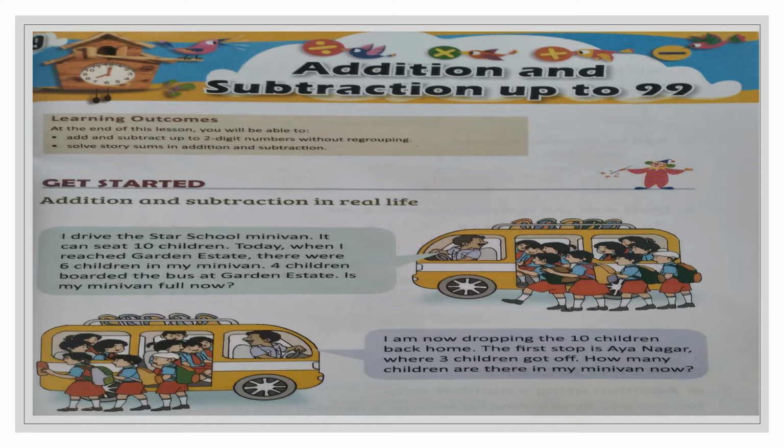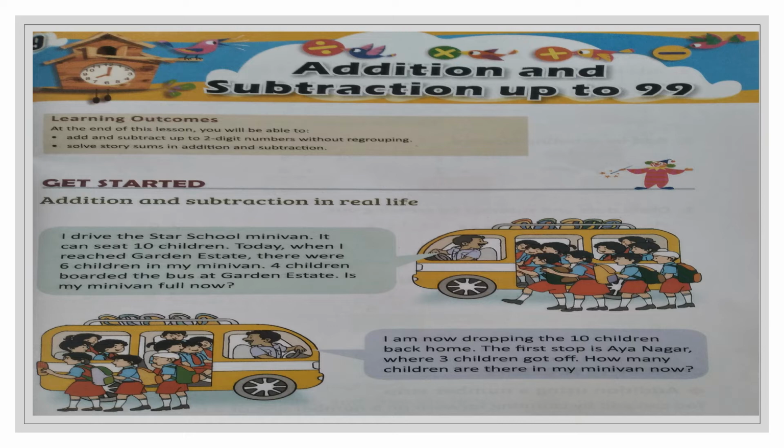So, is this the sum of subtraction or addition? Yes, when we are removing the numbers, it means it is subtraction. We are counting backward in it. So 10 minus 3 gives us 7. So how many children are there in my minivan now? The answer is 7 children.